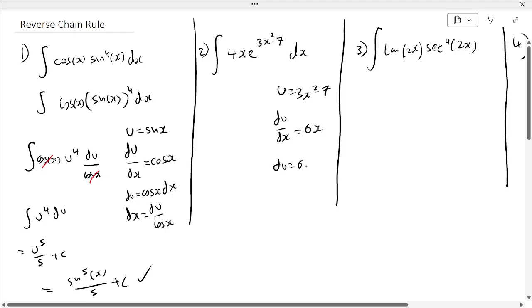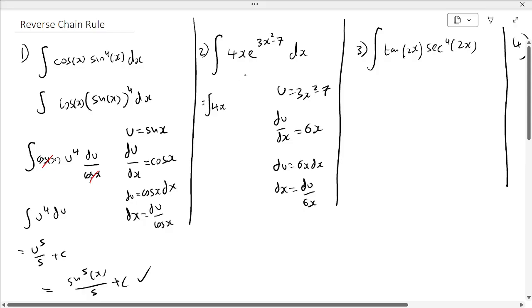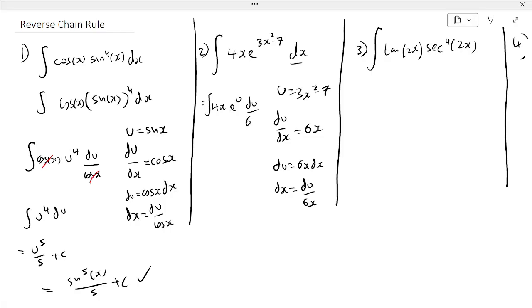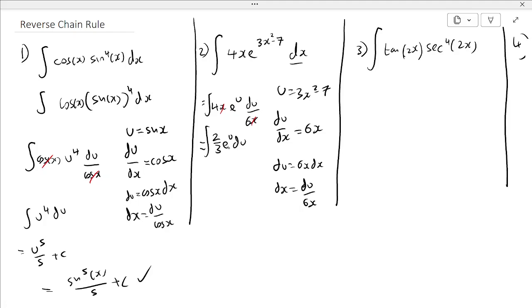So let's write everything in terms of u. So dx is going to be du over 6x. And then we just go for it. So 4x is still just 4x. I can't make that nice and obvious. That's fine. This thing becomes e to the u. And instead of dx, I'm going to have du over 6x. And again, this is going to be a common theme, we get the cancellation. It doesn't quite fully cancel because the 6 is not equal to the 4. But that doesn't matter, right? We can deal with that. It's 2/3 e to the u du.